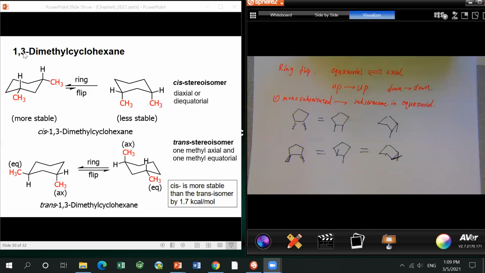For example, for this 1,3-dimethylcyclohexane, the cis conformation is more stable than trans, because in the cis you can put the two methyl groups at equatorial positions, while the trans always has one equatorial and one axial. So the cis overall has a little bit lower energy, so it is more stable than the trans isomer.